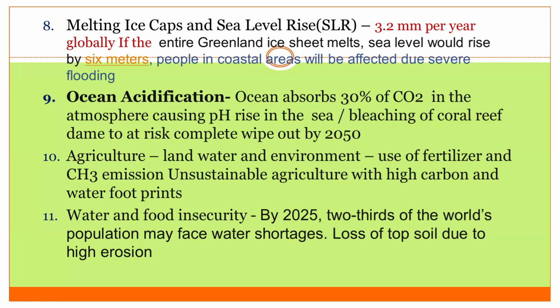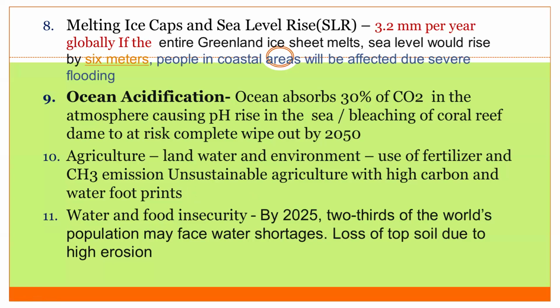Agriculture is another environmental issue because it uses land, water, and environment. Use of fertilizer, NH3 emission, unsustainable development, agriculture with high carbon and water footprint. Carbon and water footprint, I need to explain to you later. How many of you are familiar with these terms?